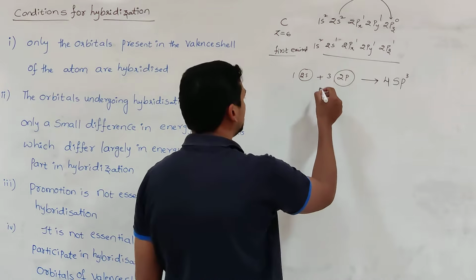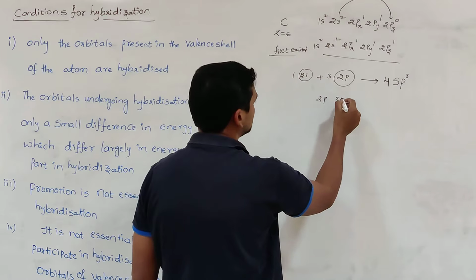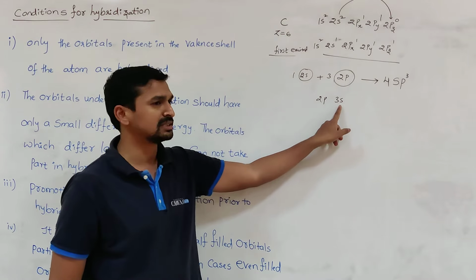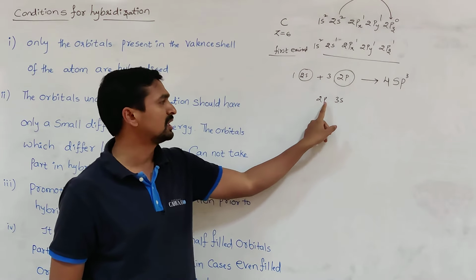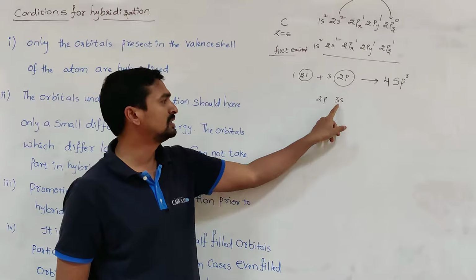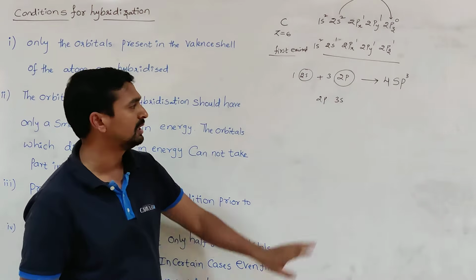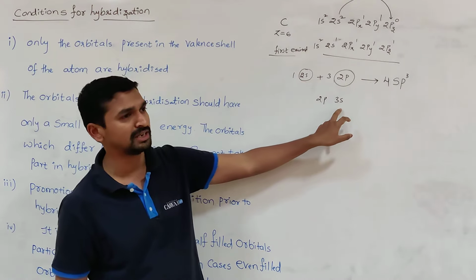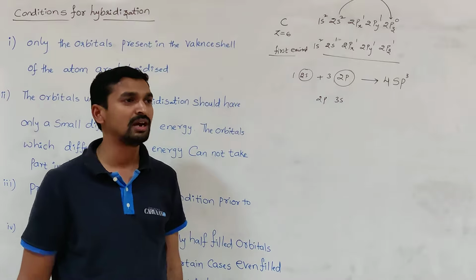Suppose I write here one orbital like 2p and 3s. The 2p belongs to the second shell and the 3s belongs to the third shell. So these two are not equal in energy, they are largely different in energy. That's why these are never involved in the hybridization.